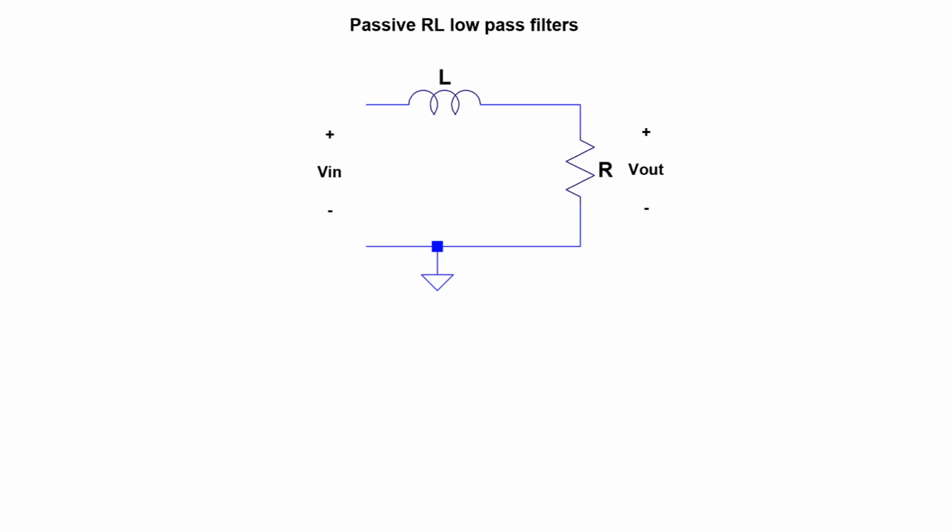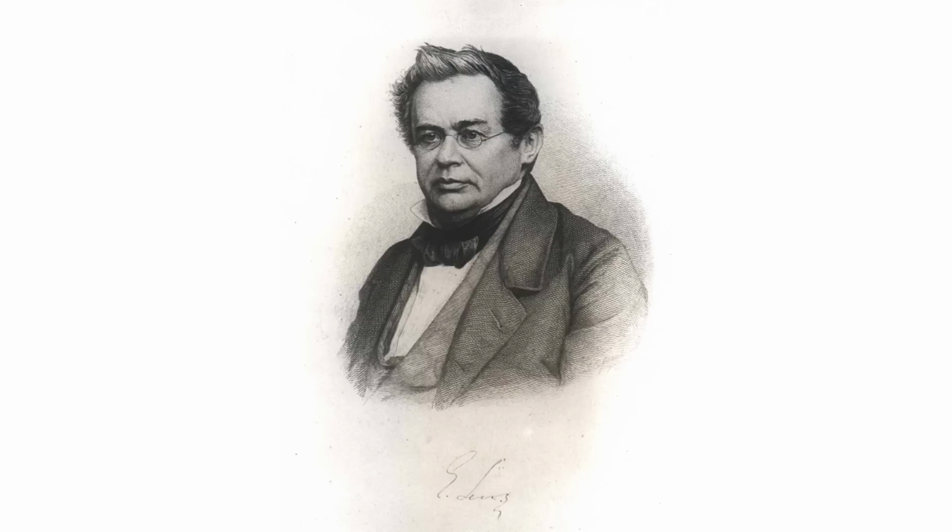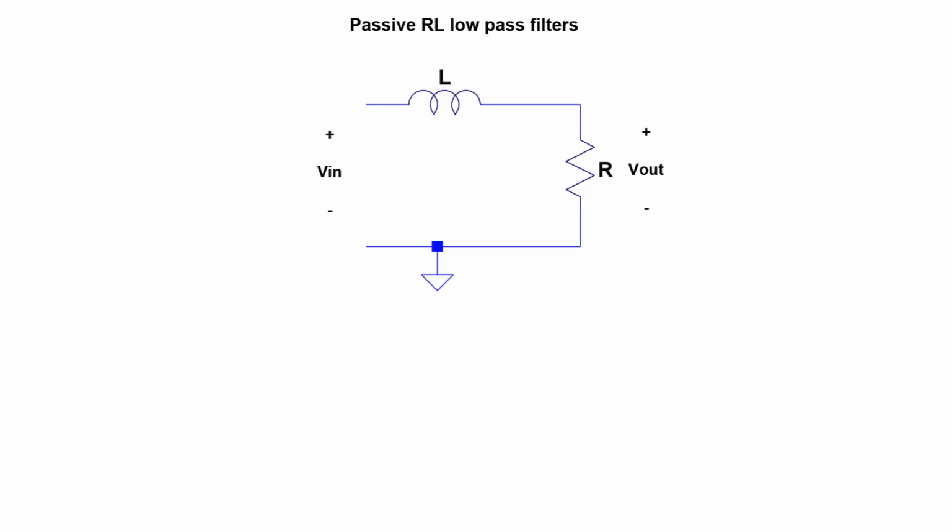An RL filter is a filter made of an inductor and a resistor. We use the letter L for inductors because of the scientist Heinrich Lenz, who made some early discoveries in electromagnetism. Also, the letter I was already taken for current. Here's what a generic low-pass RL filter looks like.